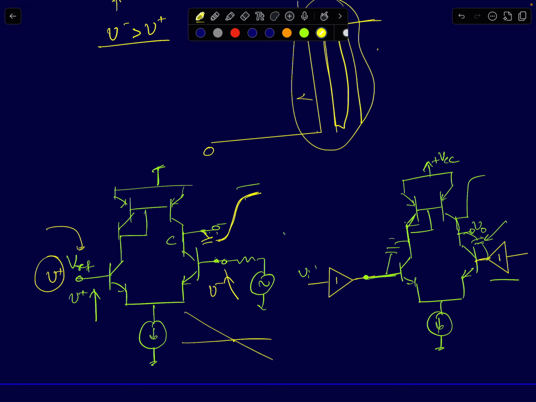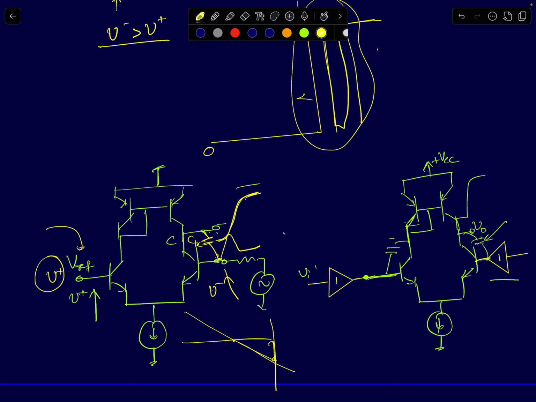What will happen? It will directly couple through the base collector capacitance at this node. It will couple through to the input, to the inverting terminal, through this base collector capacitance. So that's what causes a jump, and then it will lead to false triggering, and your comparator's output will not be stable for some time, until your input signal becomes much smaller than your reference signal. After some point your comparator's output will stabilize.